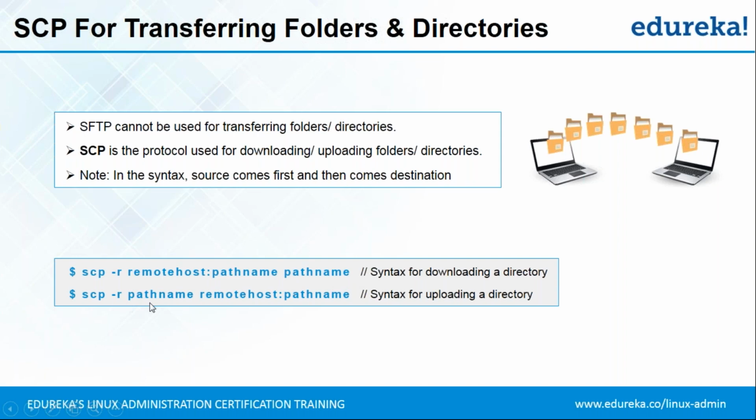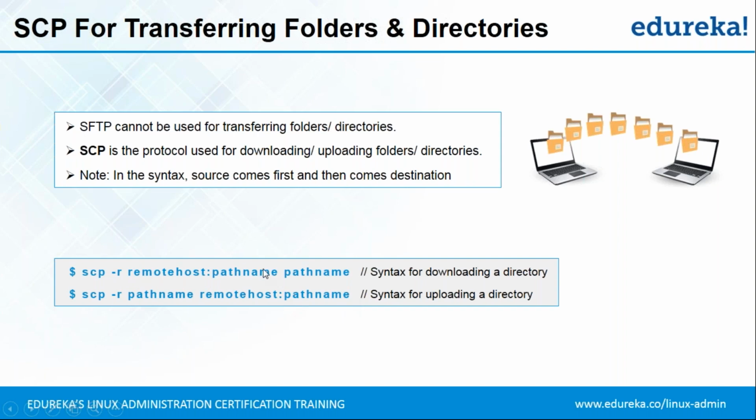But if you have the path name first, and then the remote host : path name, that is nothing but IP address : path name, this means that you are using SCP to upload a file from your path to the remote host, correct? So it all depends on where the remote host is. That's why the syntax is important here, because of whatever comes first. According to the syntax, if the IP address comes first, that means you're downloading it. And if it's the second argument, then it means you're uploading a directory.